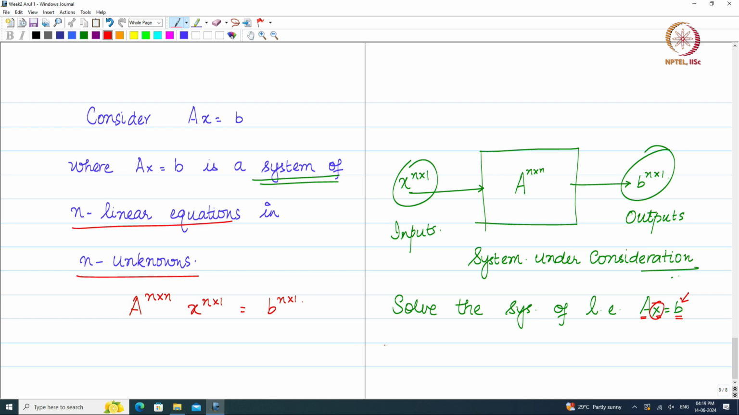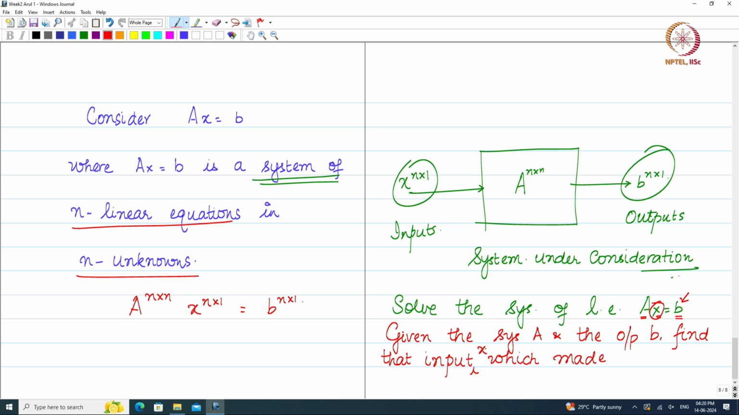So the interpretation here is saying, given the system and the output, given the system A and the output B, find that input which made A give this response B, that input, let us say x, which made A, the system A, give this response B. Right, that is what we say when you explicitly state that solve the system of linear equations.